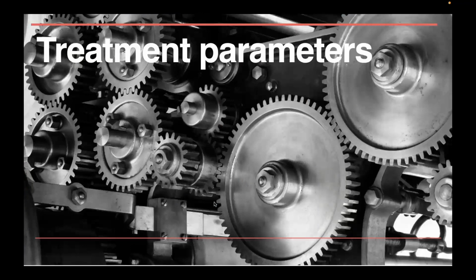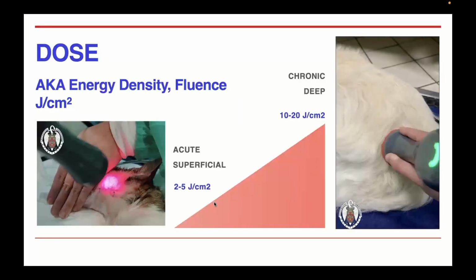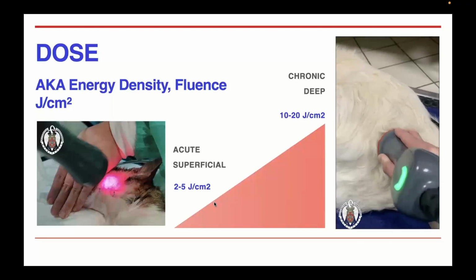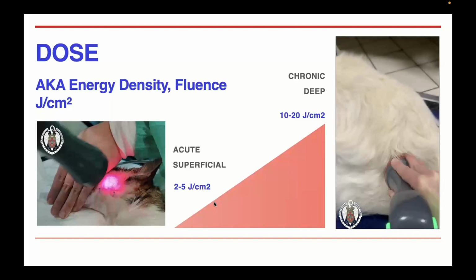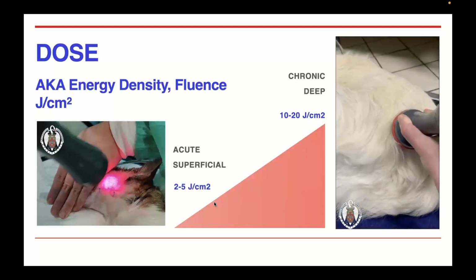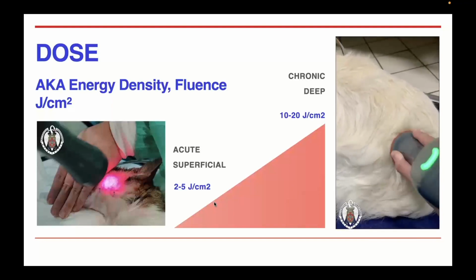Now we will discuss 2 important treatment parameters, dose and power. With any treatment, dose is a parameter to control, and in laser therapy, the concept of the dose represents the joules of energy per treated area, or joules per square centimeter. It's also called fluence or energy density.